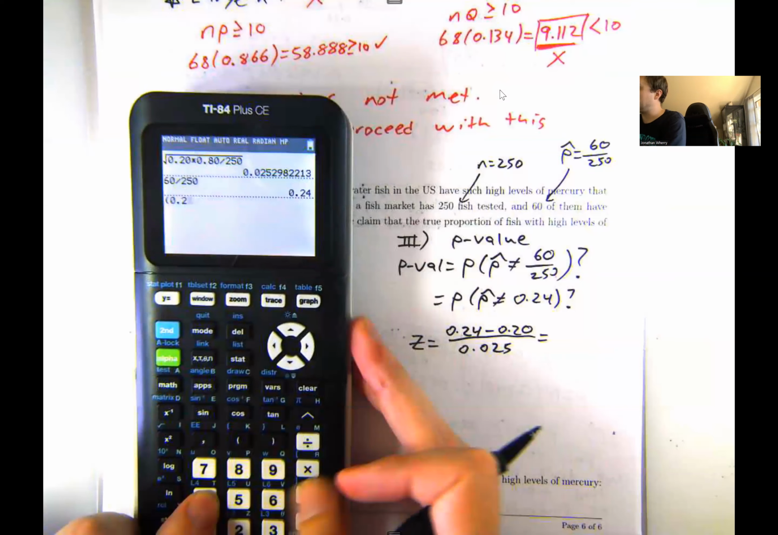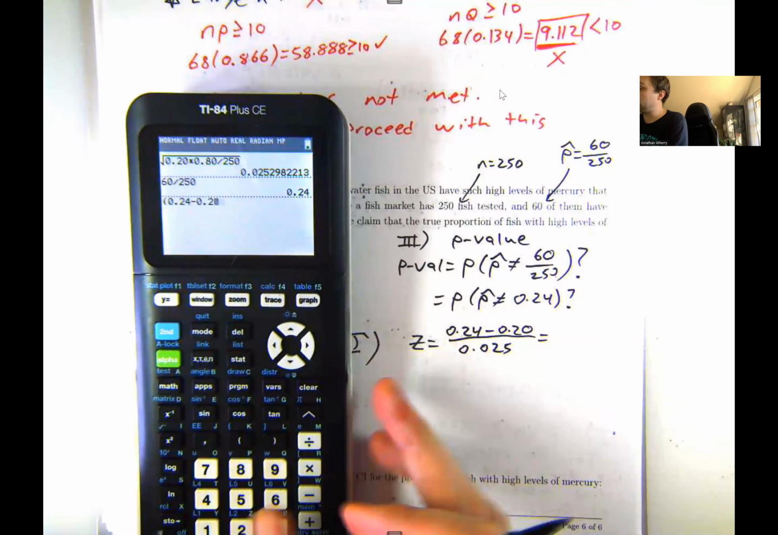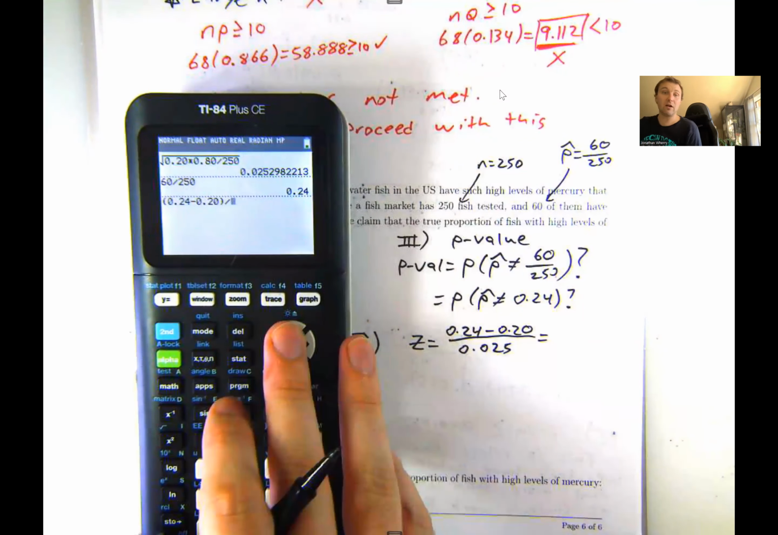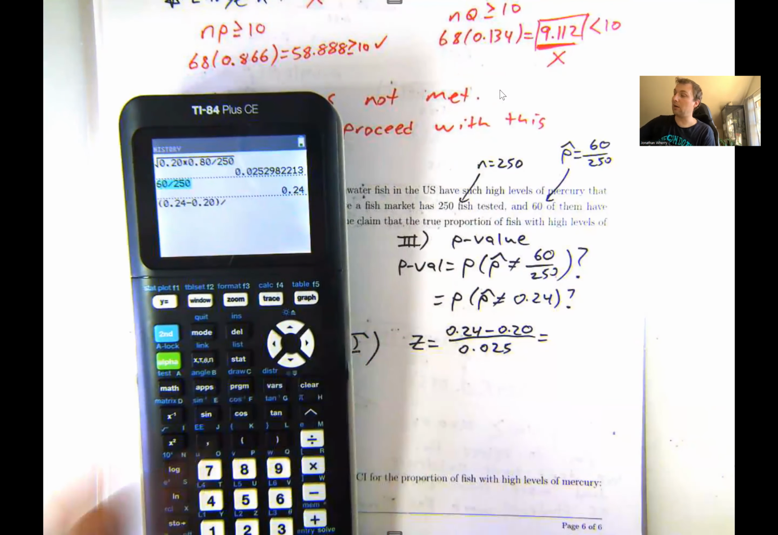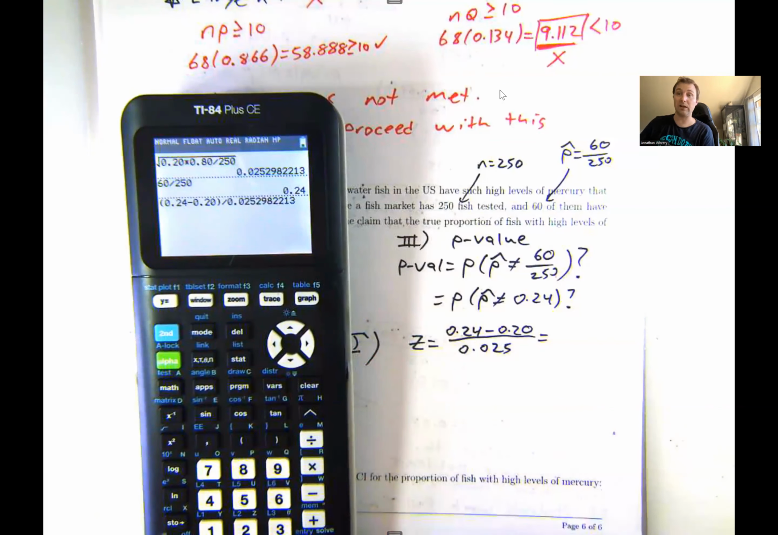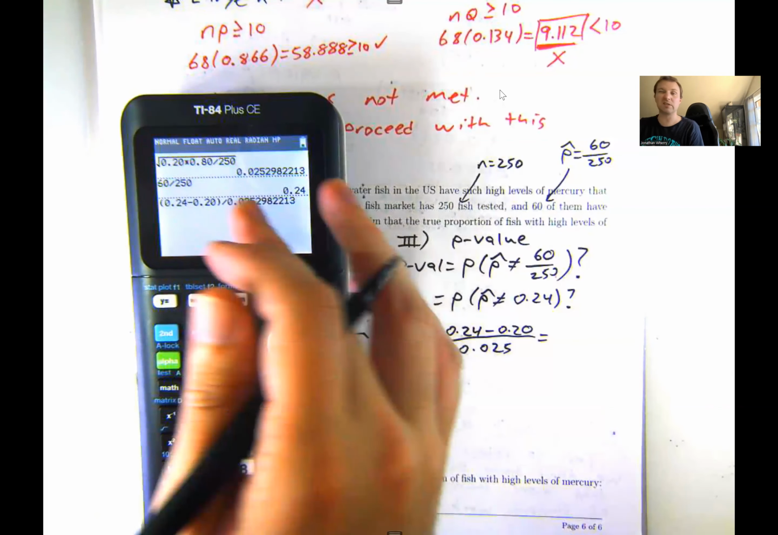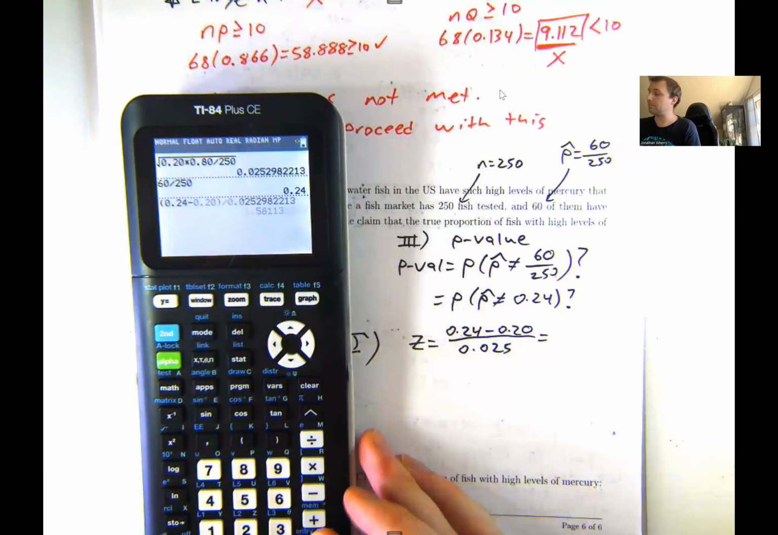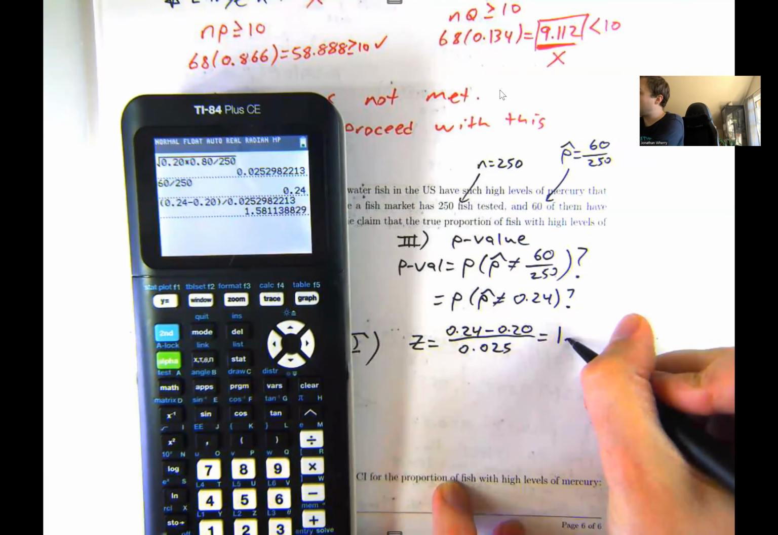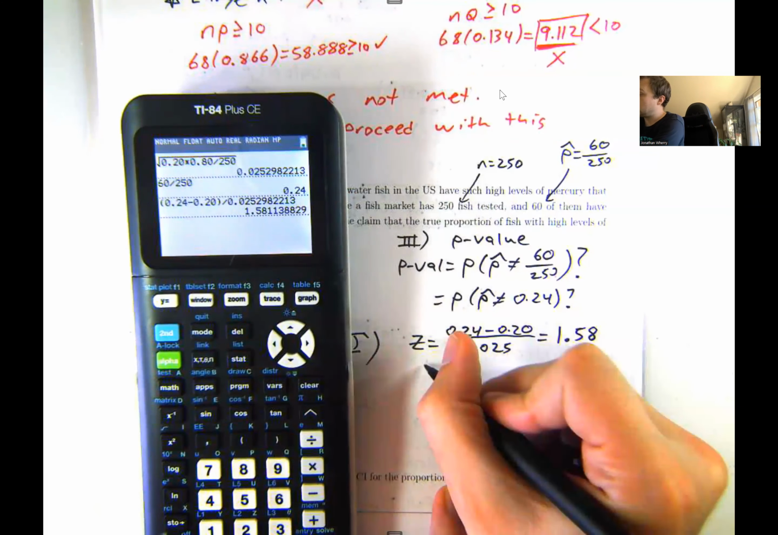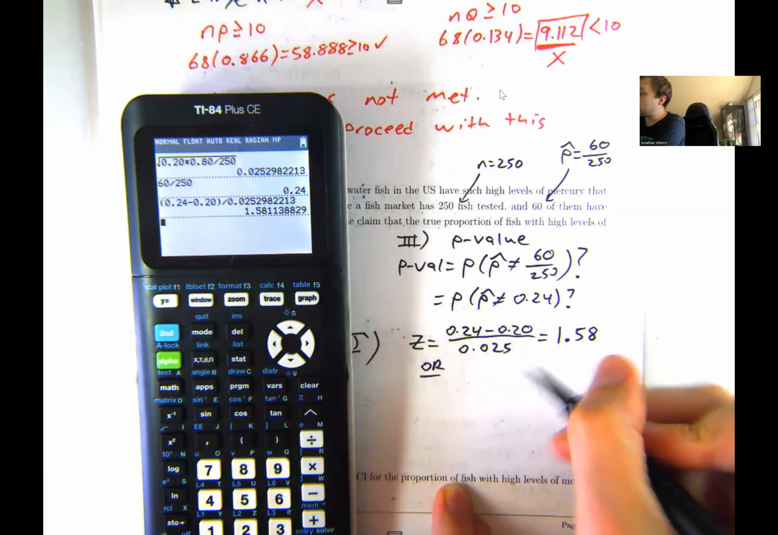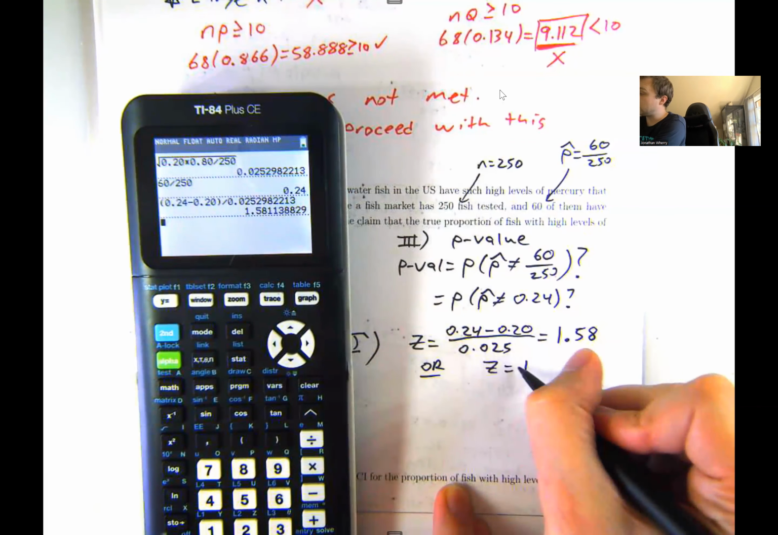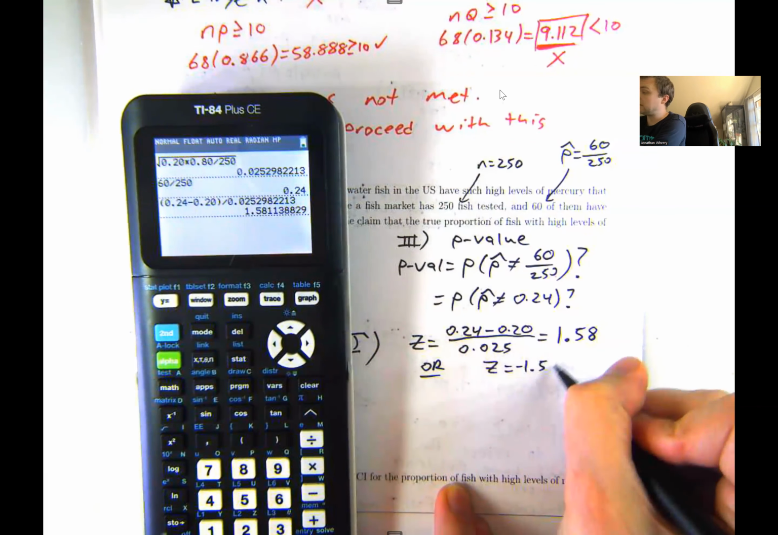0.24 minus 0.20 divided by... I could always type it up on my calculator, as is true of most calculators, and hit enter to copy and paste that, or I could type in 0.025. This gives me a z-score of 1.58. But a reminder, this is a two-tailed test, so the other z-score is the same thing, but negative.